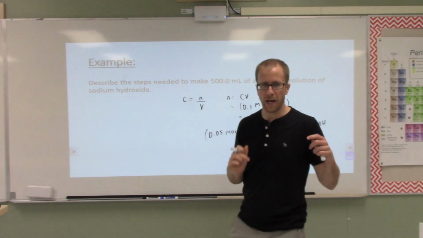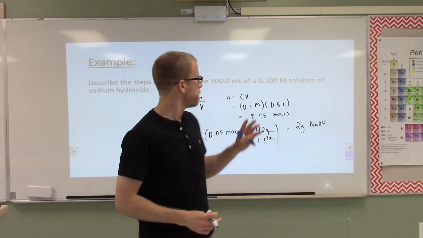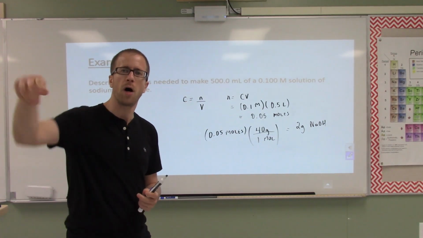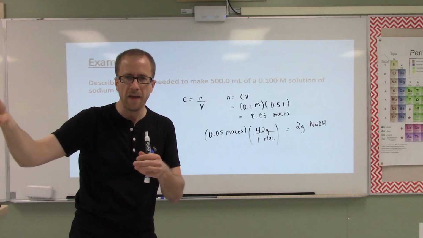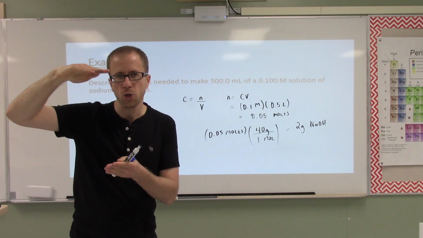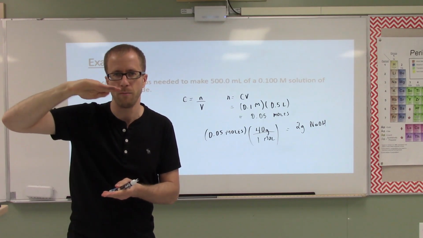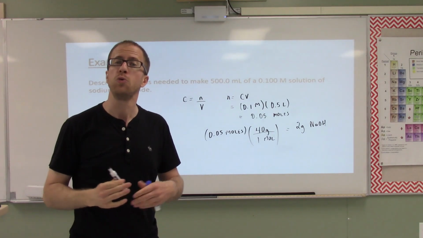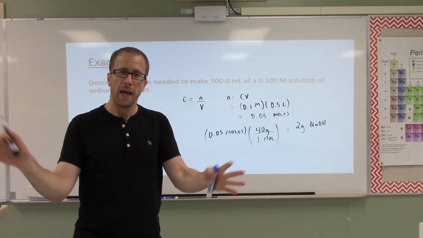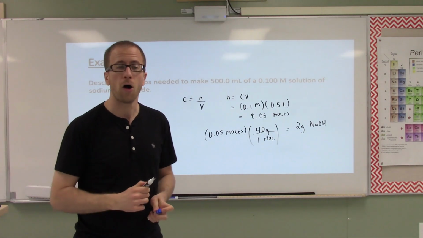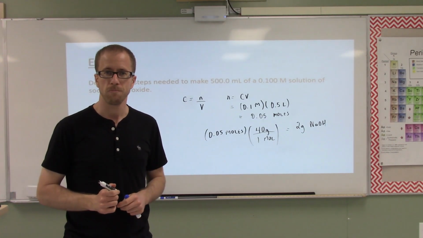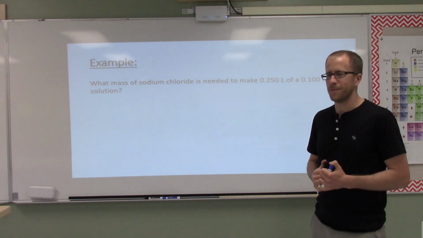So we would take 2 grams, we would put it in our 500 milliliter volumetric flask, we would add some water, we would swirl it up, and then we would add water to that 500 milliliter mark, stopper it, invert it a couple times to ensure uniform concentration, and bada bing bada boom, we have our 0.1 molar solution of NaOH. Let's do one more example.